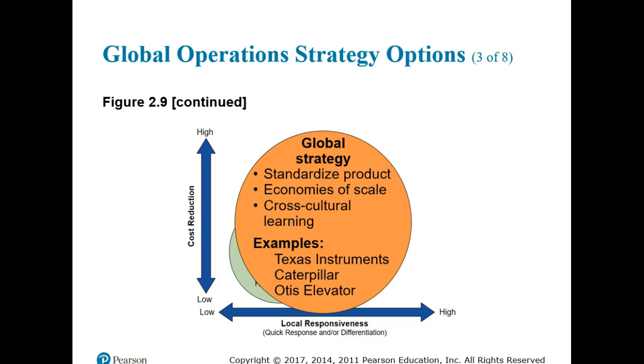Now, Caterpillar, the world leader in earth-moving equipment, and Texas Instruments, the world leader in semiconductors, pursue global strategies. Caterpillar and Texas Instruments find this strategy advantageous because the end products are similar throughout the world. So earth-moving equipment is the same in Nigeria as it is here in Iowa.